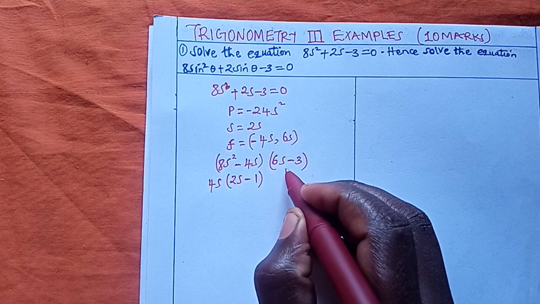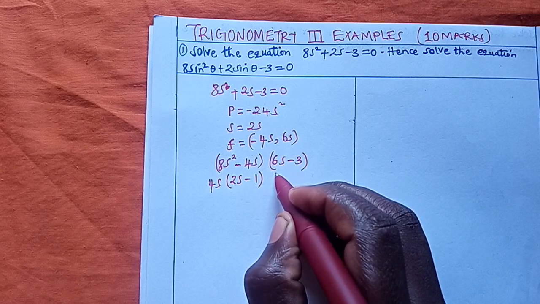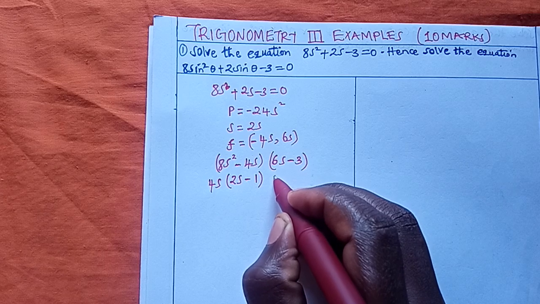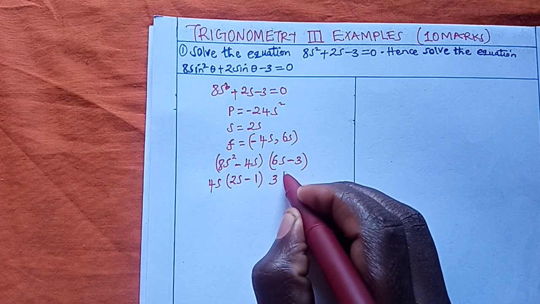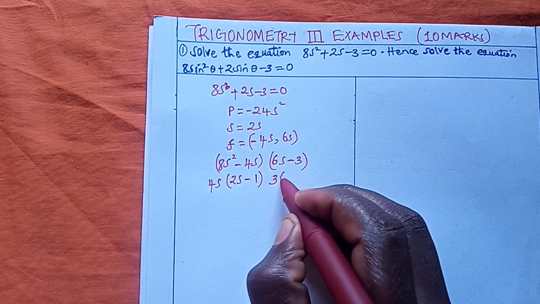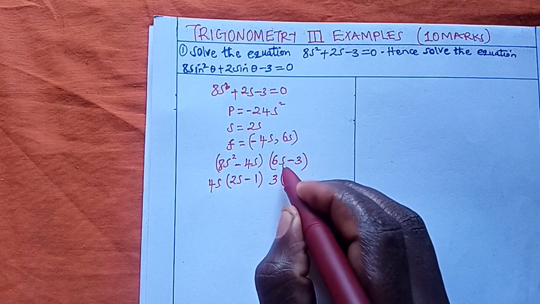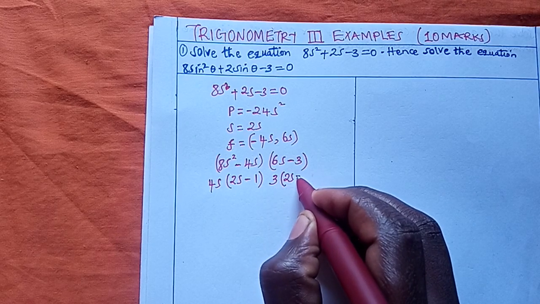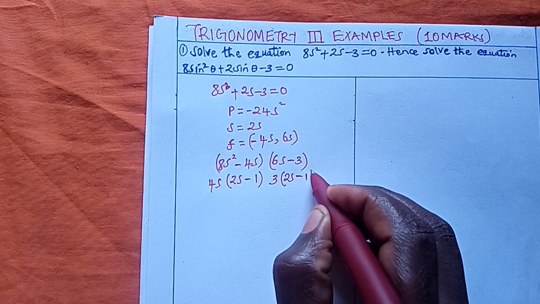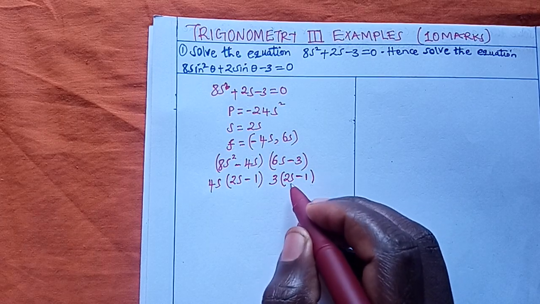The second bracket, the common factor is going to be 3. If you multiply 3 by 2s, you are going to get 6s. Now you take away 1. If you multiply 1 by 3, you are going to get 3.